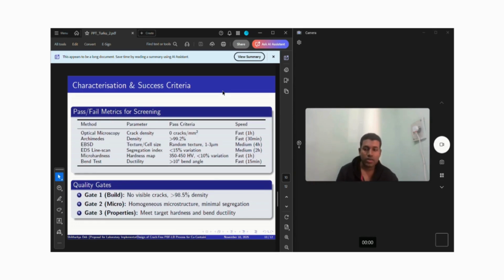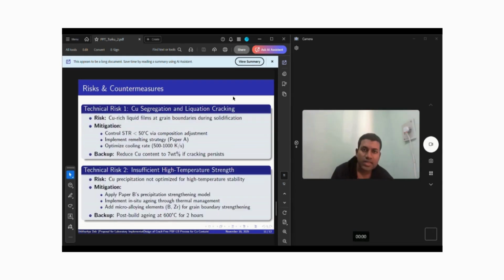The quality gates include no visible cracks, larger than 98.5% density, a homogeneous microstructure, and minimal segregation. It should also meet the target hardness and the bend ductility. This comes to the risk assessment and the countermeasures. The first risk includes copper segregation and liquation cracking.